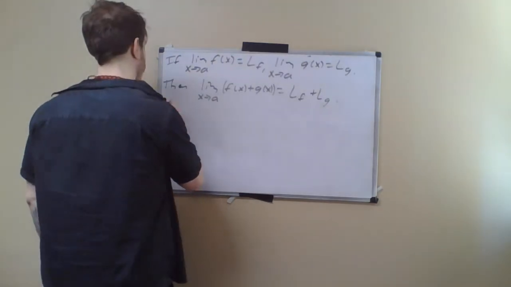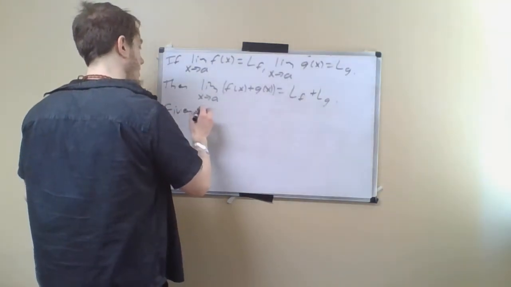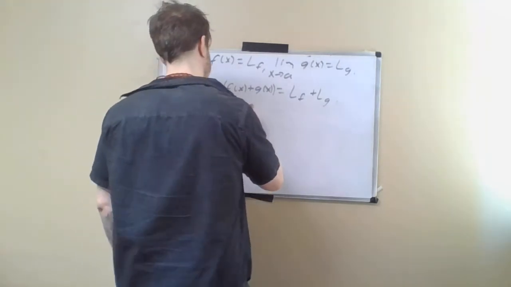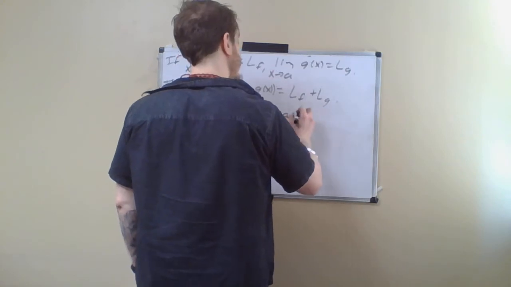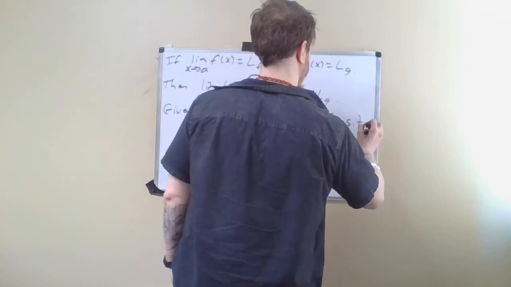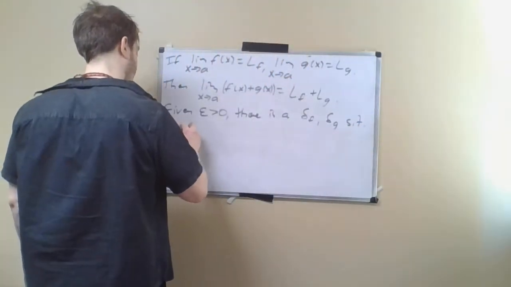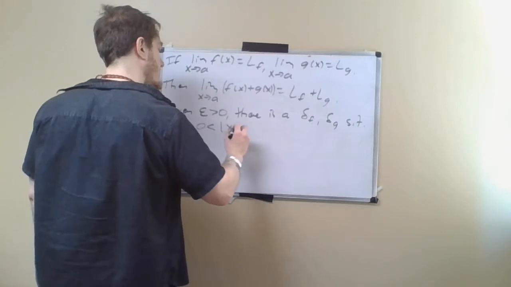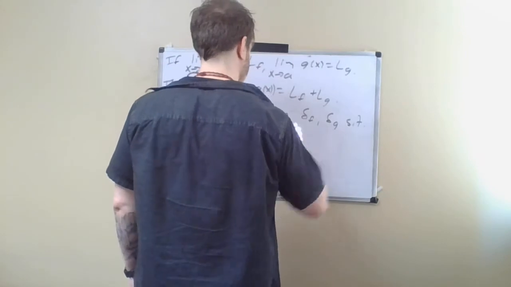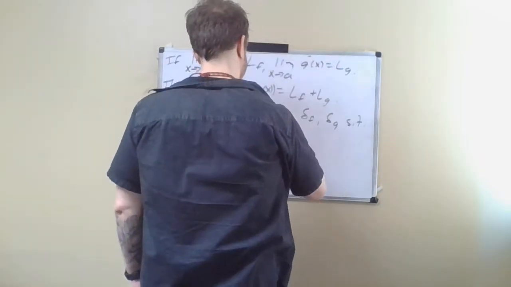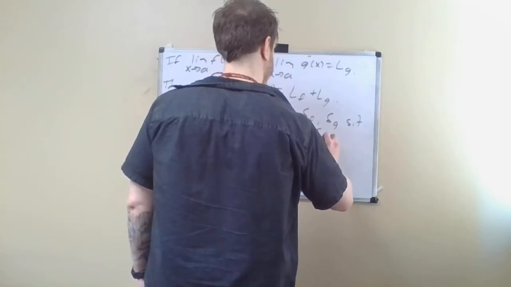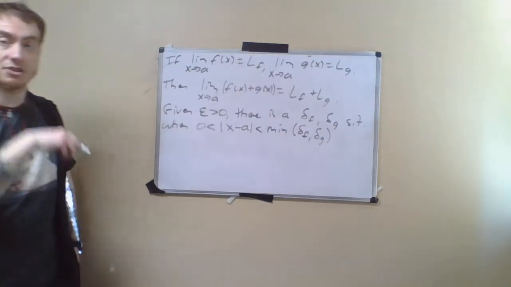Well, given an epsilon bigger than 0, there is a delta F and a delta G such that when 0 is less than the absolute value of x minus a is less than the minimum of delta F and delta G. In other words, we take these two and we take the smaller of them.